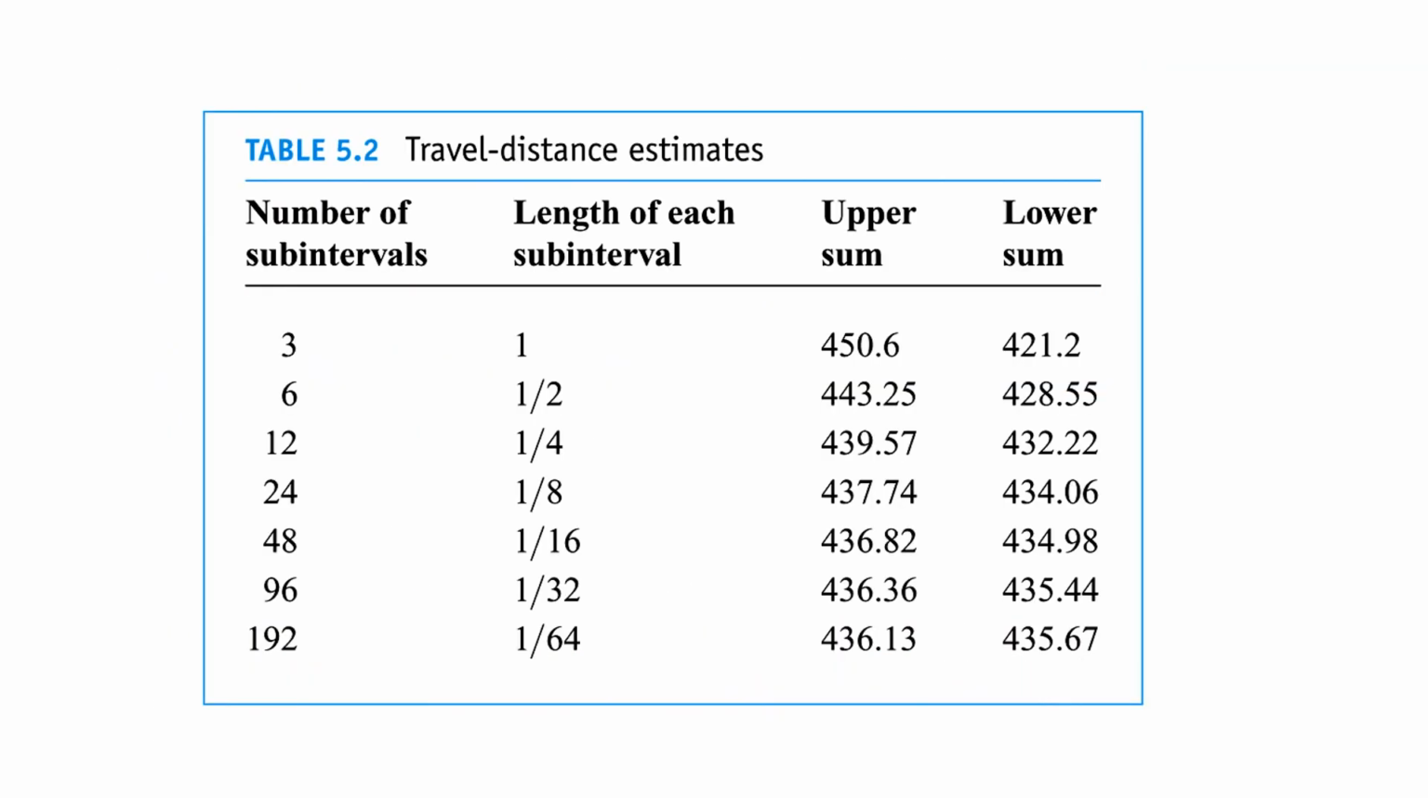So here is the table to compare the upper sum and lower sum for different numbers of subintervals. And you can see as the number of subintervals increases, the sum gets closer to the exact value. That means the error reduces. So that's all for today's lecture.